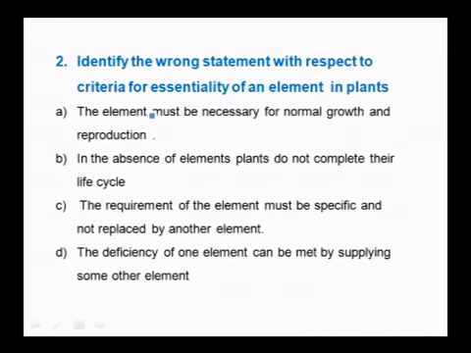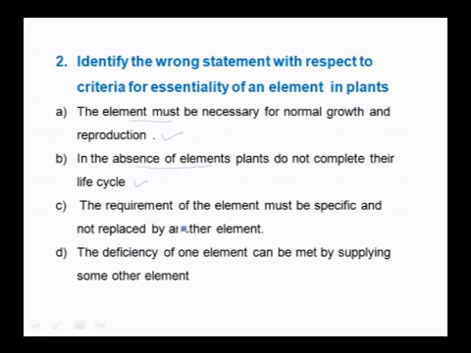Look at the next question. Identify the wrong statement with respect to criteria for essentiality of an element in plants. What is the major criteria for the essentiality of the elements is the question. The elements must be necessary for normal growth and reproduction. This point is correct. The absence of elements in plants does not allow them to complete their life cycle. In absence of the elements, definitely plants cannot complete their life cycle. This point is also correct.